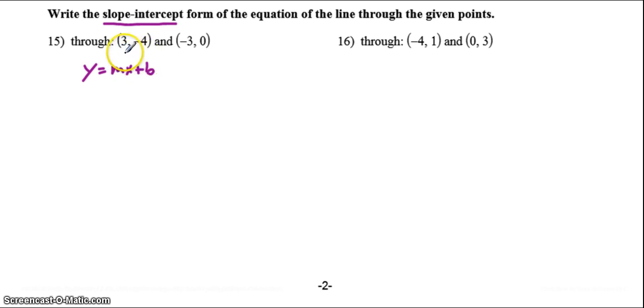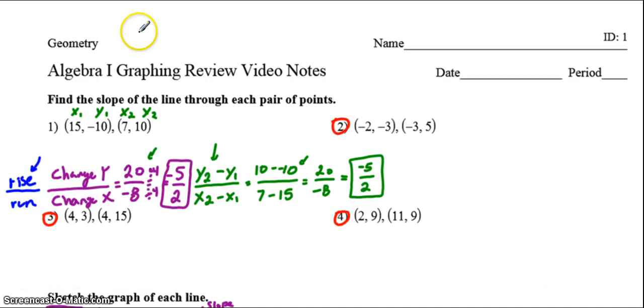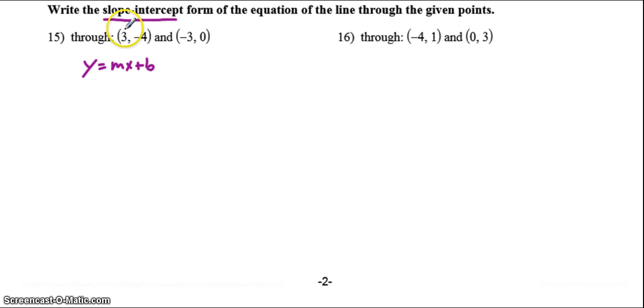So what's easier to find first, the slope or the y-intercept? Well, probably the slope. Think back to problems 1, 2, 3, and 4, where you found slope between 2 points. We could do it then, wasn't that bad, and we can do it now in problems 15 and 16. Slope between them. I like using the change in y over change in x method, so that's what I will use.